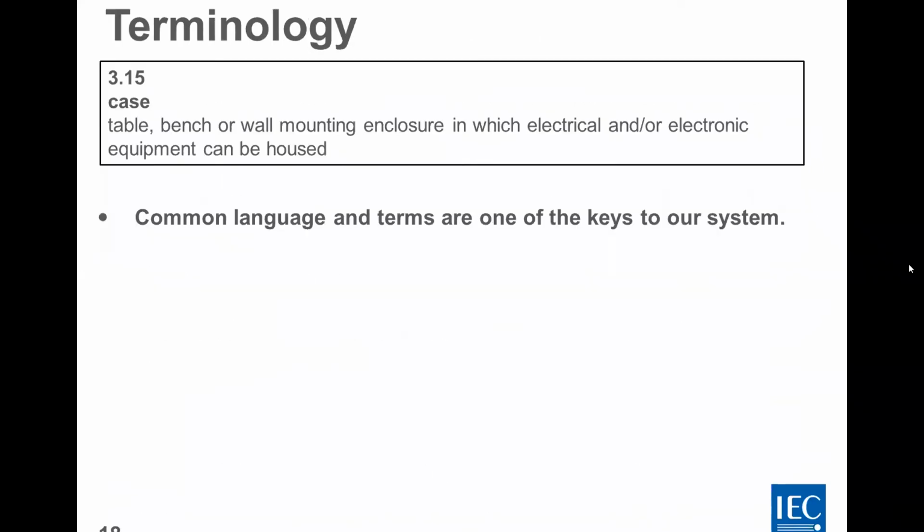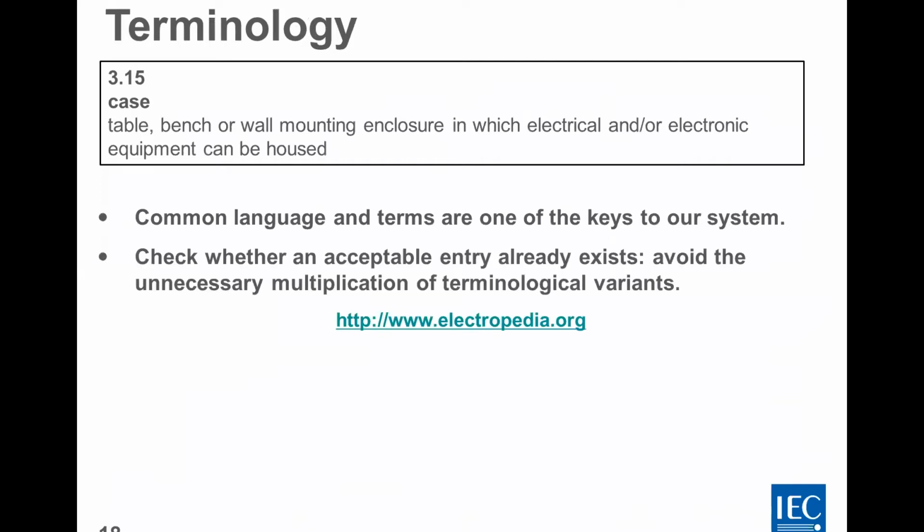Another key element to standards is that of terminology. While common languages and terms are one of the keys to our system within the IEC, when you are writing a standard, it's good if you go to check in electropedia.org, which is the International Electrotechnical Vocabulary, to check whether or not appropriate terminology exists. And it's better to use this terminology than to try and invent your own terminology so that we can avoid unnecessary multiplication of terminological variants.